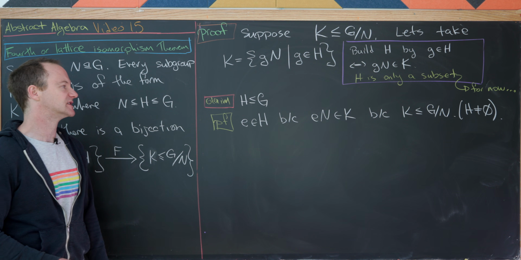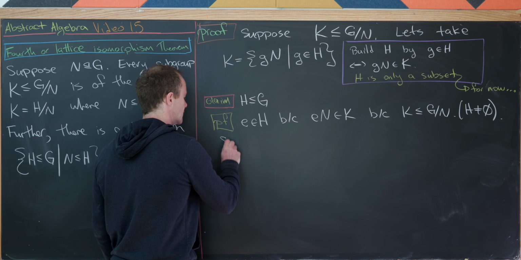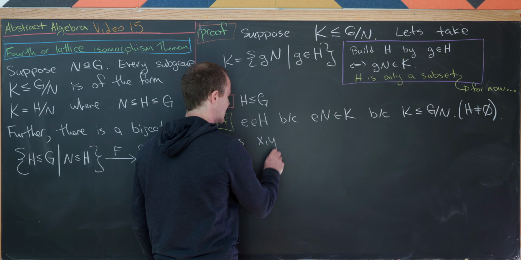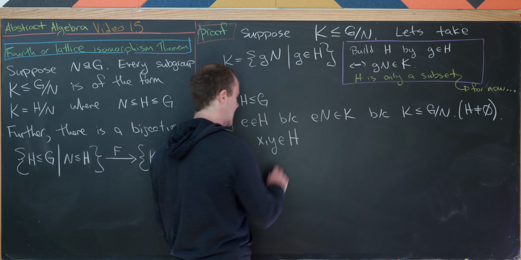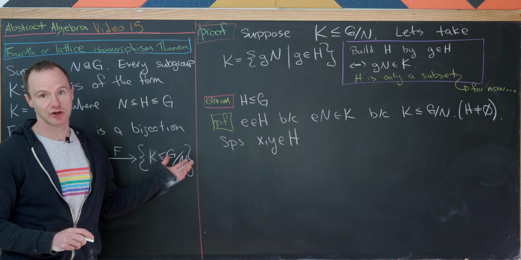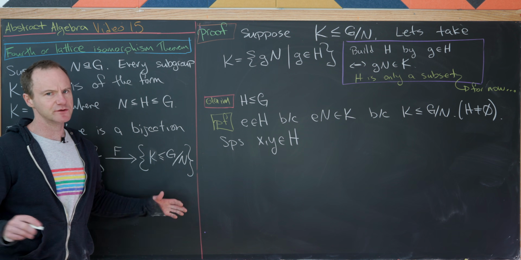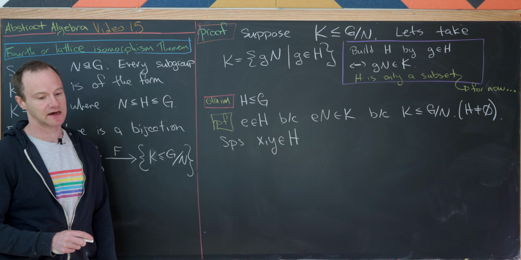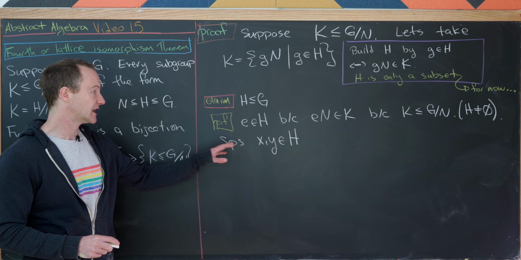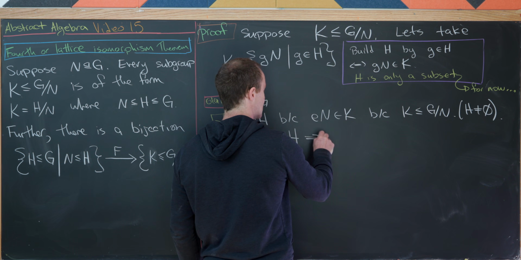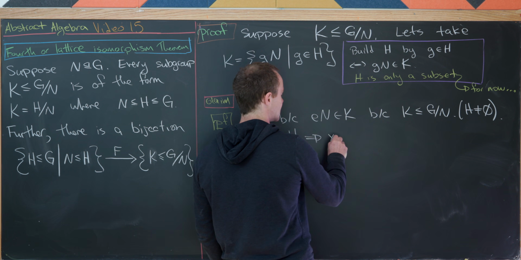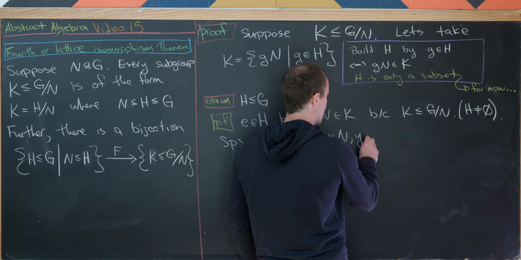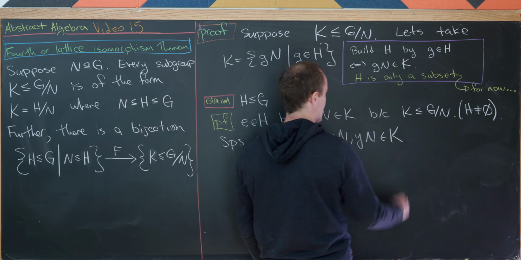Okay, so now let's use the subgroup test. So let's suppose that x and y are both in H, and what we want to do is show that xy inverse is in H. We use the subgroup test all of the time. Okay, but the condition for x and y to be in H is the same thing as the condition for xN and yN to be in K.